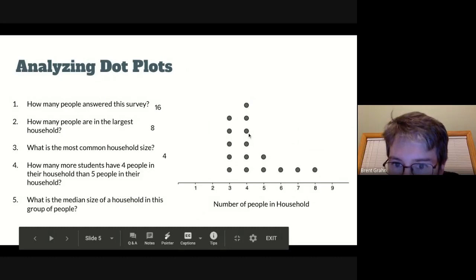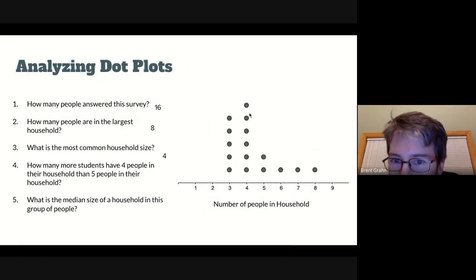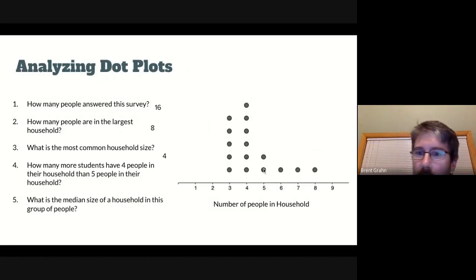So there were 6 people who answered that they lived in a household of 4, and 2 who answered that they lived in a household of 5. So the difference there is 4 more people that live in a household of 4 than people who live in a household of 5. And then what is the median size of the household?